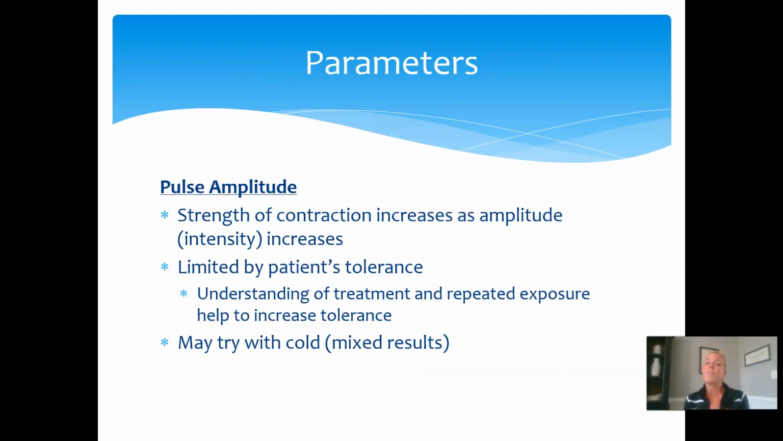All right, so pulse amplitude. This is basically the intensity of the eStim. The strength of a muscle contraction is going to increase as your intensity increases. Like I said, the first thing you're going to notice is some sort of twitching of the muscle, and then eventually you'll get a nice strong tonic contraction. This is most often going to be limited by your patient's tolerance, right? It's not because the machine won't do it or their muscle fibers aren't responding. Patients just aren't super comfortable doing this.